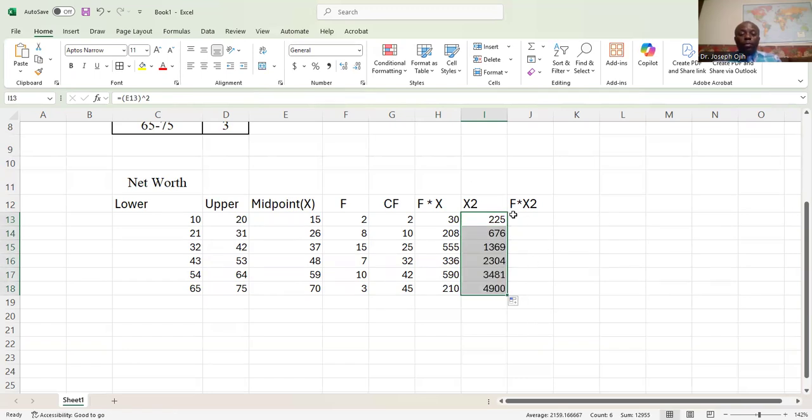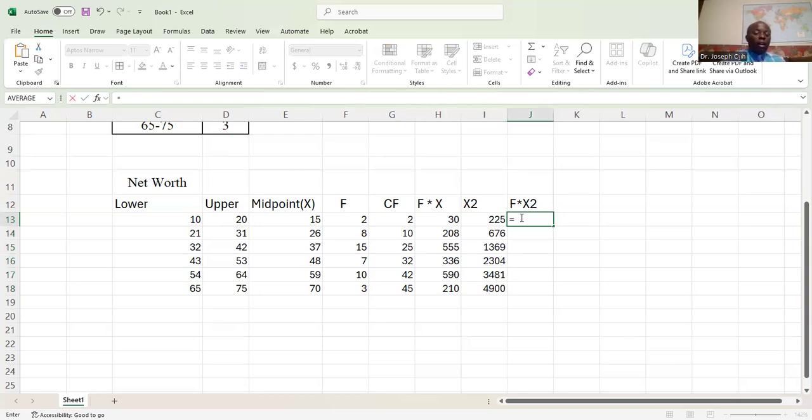Okay, next is the frequency times x squared. It means this frequency here times x squared. Okay, equals the frequency here times x squared, which is this one right here. And press the enter key. And then, of course, drag it down.